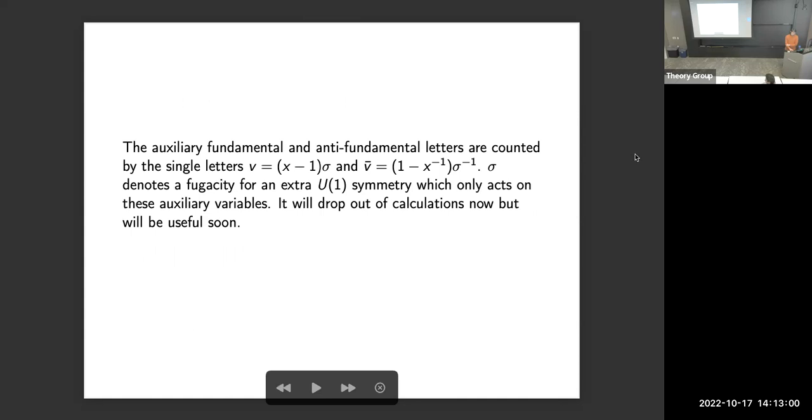The fundamental and anti-fundamental letters, which we call V and V bar, are counted, are given in this form. And sigma denotes a fugacity for an extra U(1) symmetry, which only acts on these auxiliary variables. It'll drop out of calculations now, but sigma will be useful soon. It'll become an emergent gauge parameter in the U(K) integral.